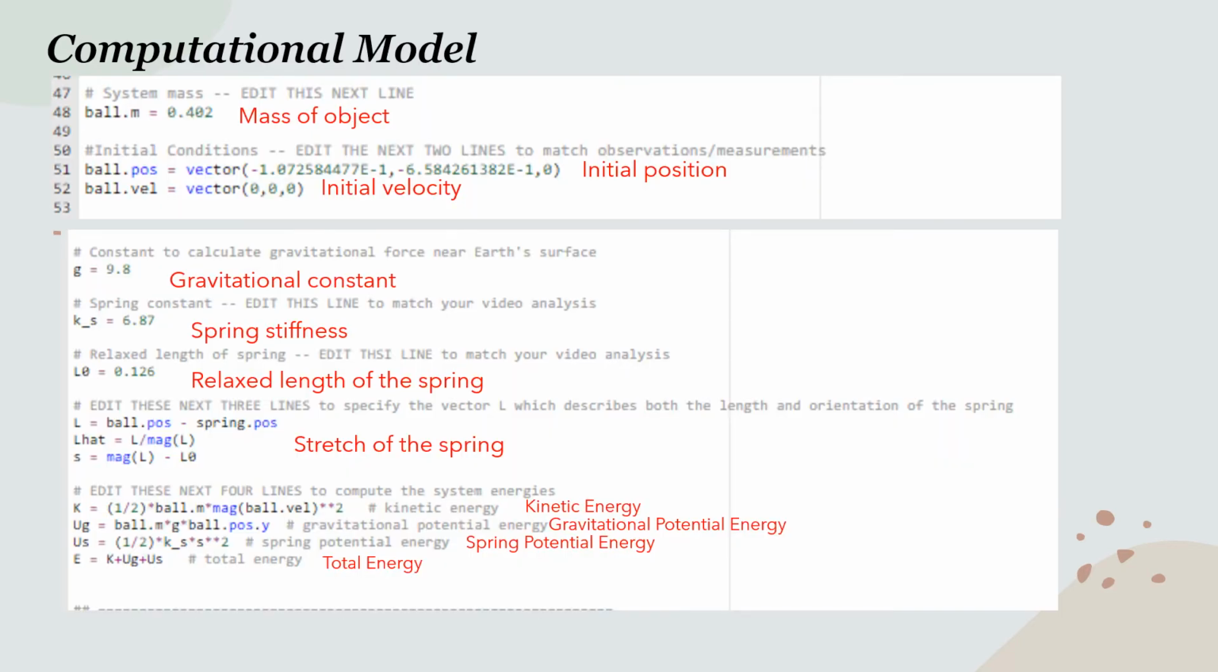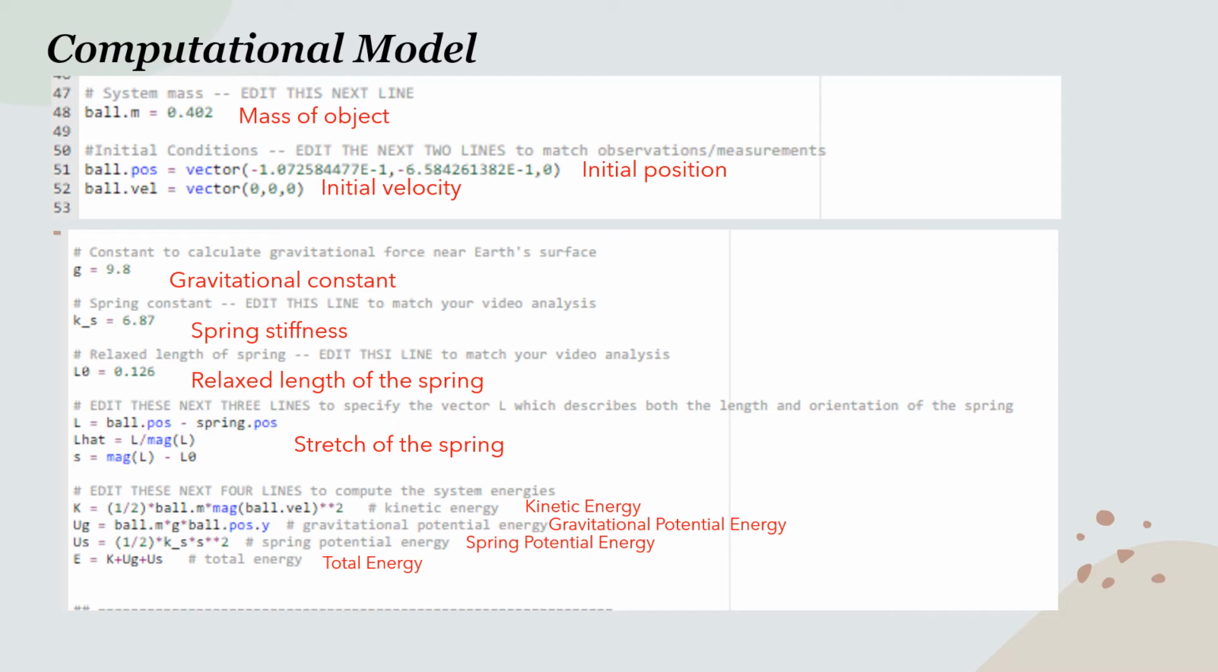This is the computational model that I'll be comparing with my tracker data. To begin, I stated the mass of the object as stated before, the initial position, the initial velocity, and the gravitational constant, which is 9.8 meters per second squared. I stated the calculated spring stiffness, the relaxed length of the spring, and the strength of the spring, which is calculated by taking the ball position minus the spring position, and then applying the direction and the length between the regular and relaxed length.